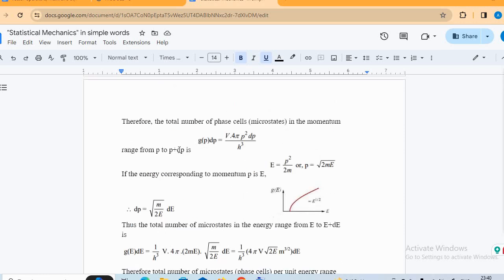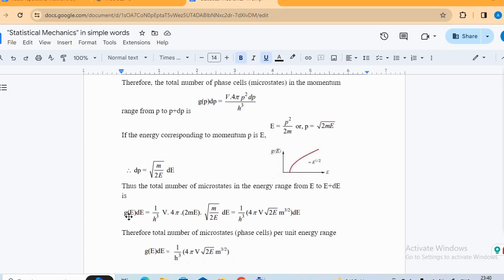Now one can convert g(p) into g(E). From momentum space we are now converting into energy. So one can think about the total number of microstates. We were calculating the total number of phase cells in microstates in momentum space. Now we are trying to calculate it in energy, from E to E plus dE. So g(E) dE is given as V, which is constant, 1 by h cube, 4 pi, which is constant. Just replace p square by 2mE, since E is the kinetic energy p square divided by 2m, so p square is given as 2mE.